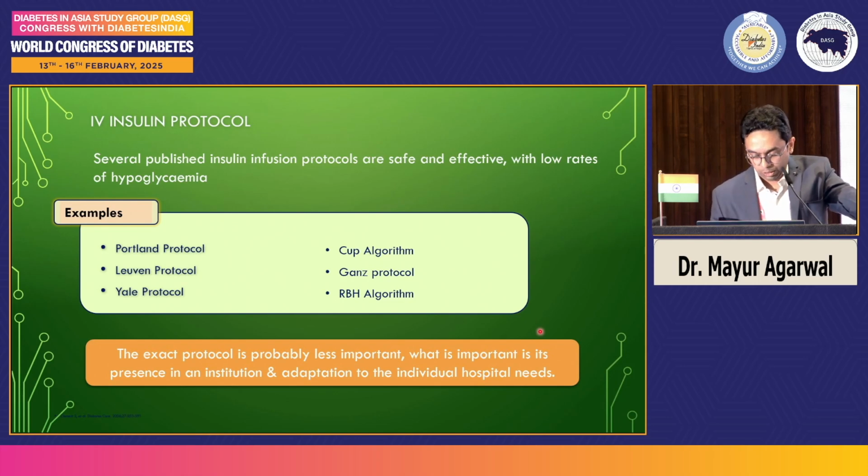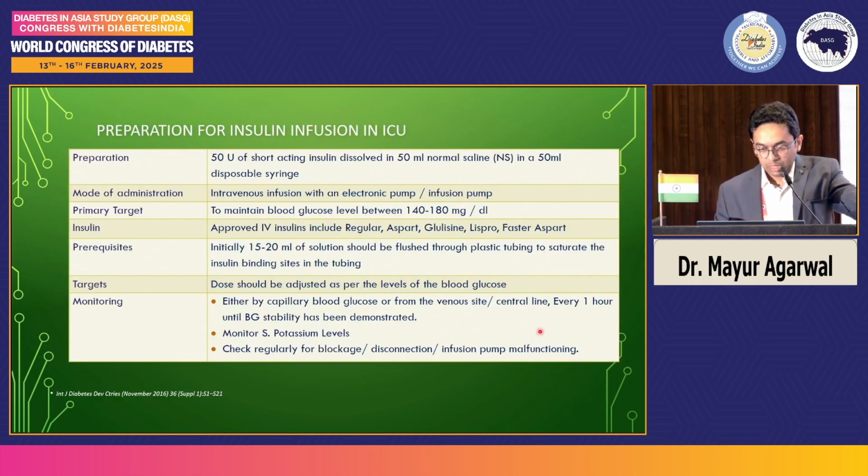That is more important. So if you see IV insulin, how you make it is 50 units in 50 ml of NS, so you will get a strength of 1 unit per ml, and that you can give via an infusion pump, or sometimes if you don't have an infusion pump, then a dial set is something we use in a resource limited setting, and the target is somewhere 140 to 180.